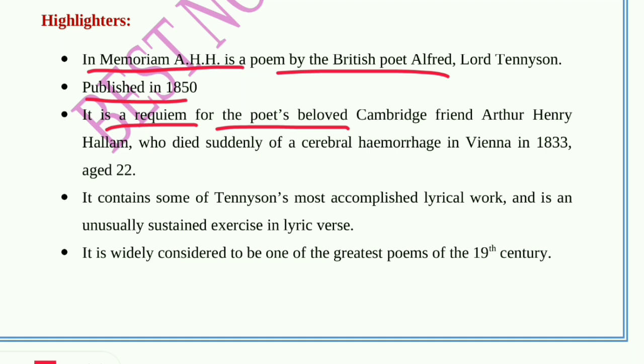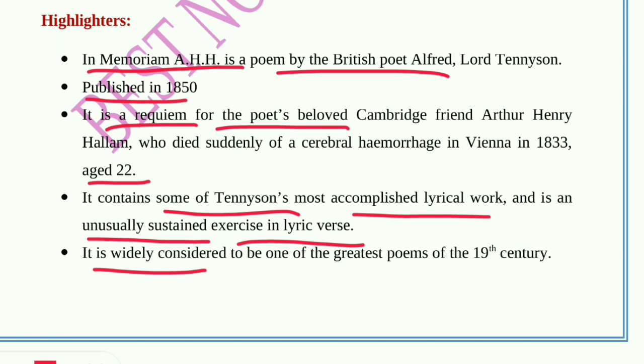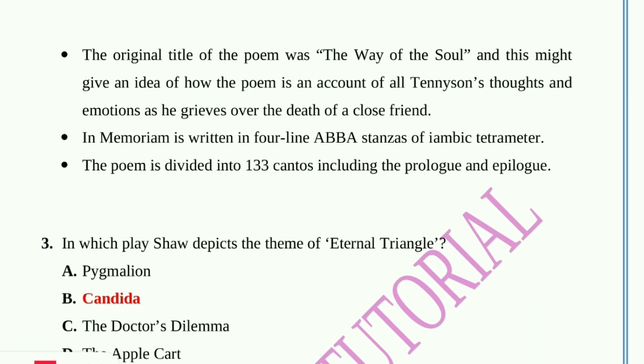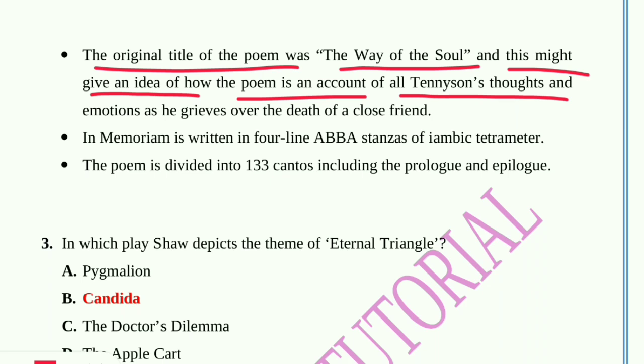It contains some of Tennyson's most accomplished lyrical work and is an unusually sustained exercise in lyric verse. It is widely considered to be one of the greatest poems of the 19th century. The original title of the poem was The Way of the Soul, and this might give an idea how the poem is an account of all tensions, thoughts and emotions as he grieves over the death of a close friend.